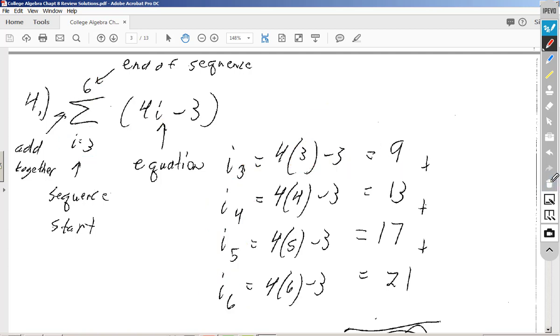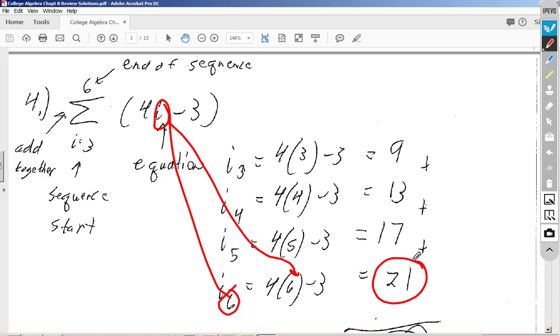I do that with all my other terms. So here's 4. I'm going to substitute 4 in my equation. So I get 4 times 4 is 16, and 16 minus 3 is going to be 13. I sub 5: take this 5, put it in my equation. So I get 4 times 5, which is 20, and 20 minus 3 is going to be 17. And now my last term, I sub 6. Substituting 6 into my equation, I get 4 times 6 is 24, and 24 minus 3 is going to be 21.